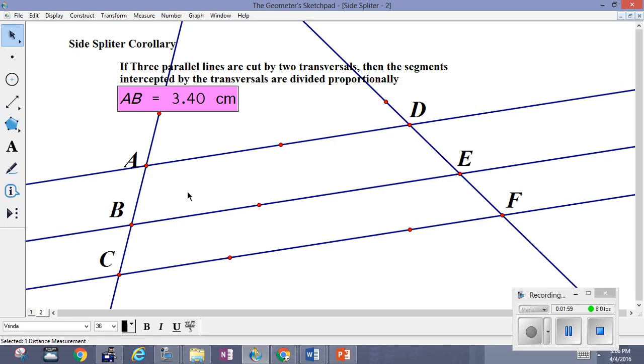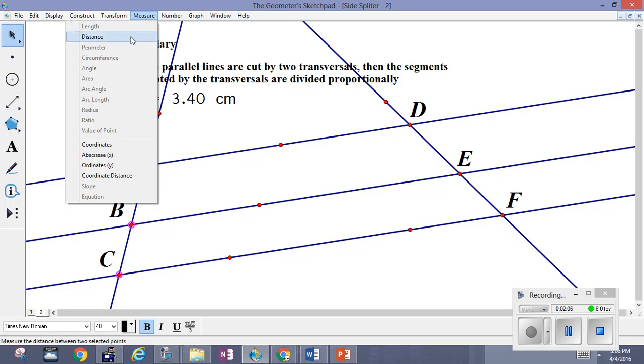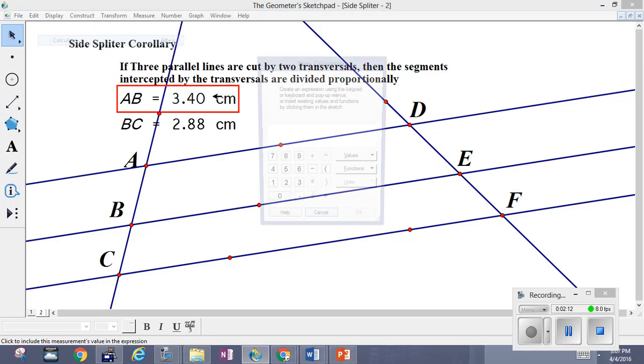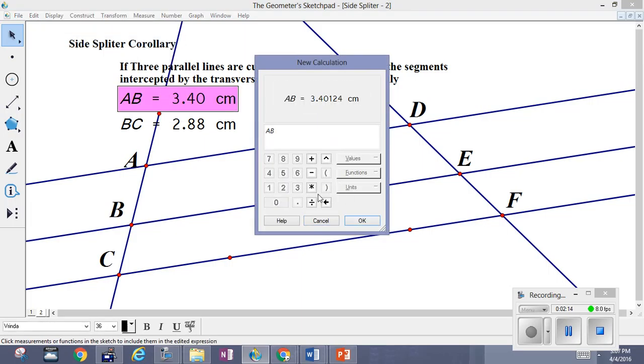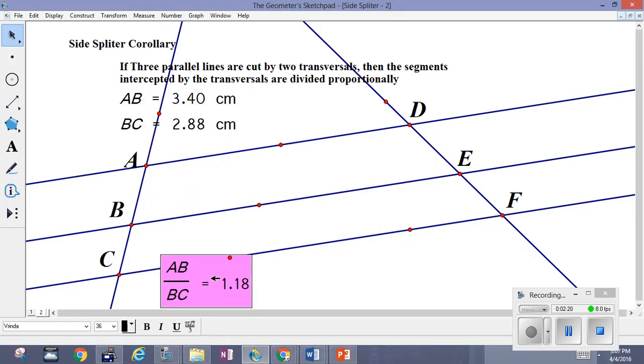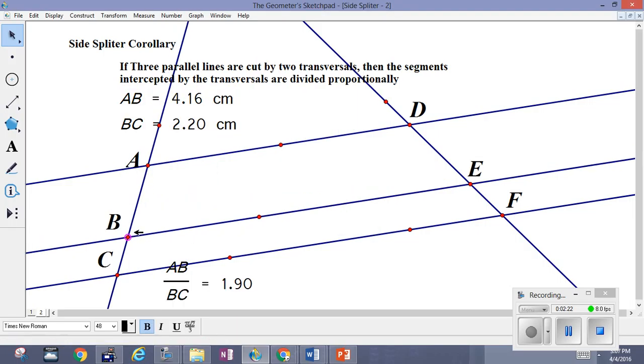measure the distance AB, measure the distance BC. And we'll take their ratio. And so now we can take the ratio. Number, calculate this value divided by the bottom, top to the bottom. And that's 1.18. Of course, that's subject to change as we move this around.